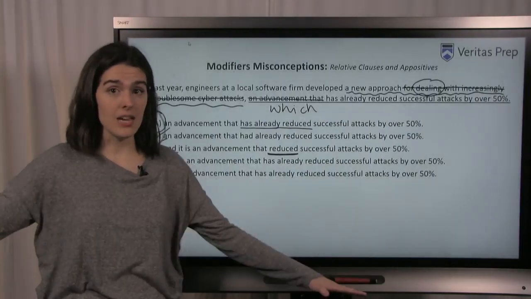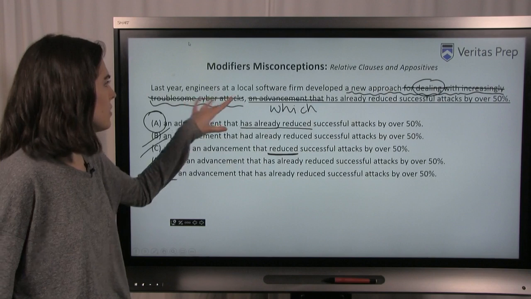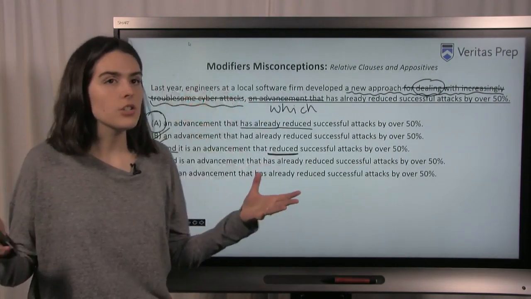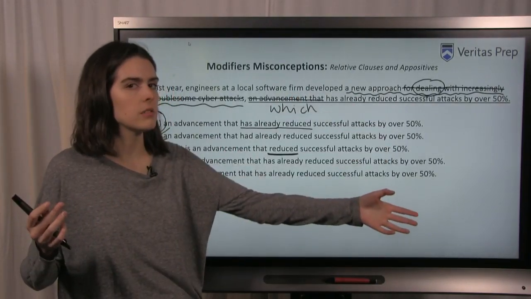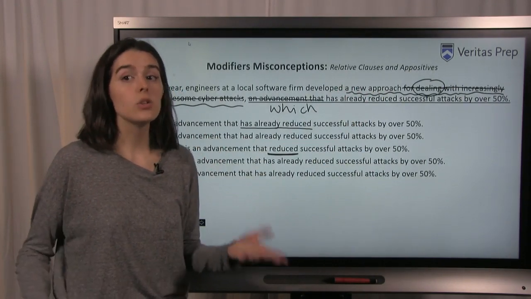Fine. A-okay sentence. One, because "has already" doesn't quite make sense with cyber attacks. But two, it just doesn't logically make sense. Why would cyber attacks reduce successful attacks? Doesn't make sense. It has to describe the approach logically. So what's wrong with C?